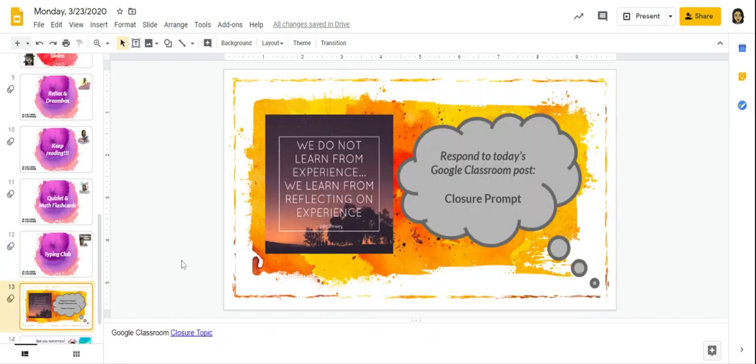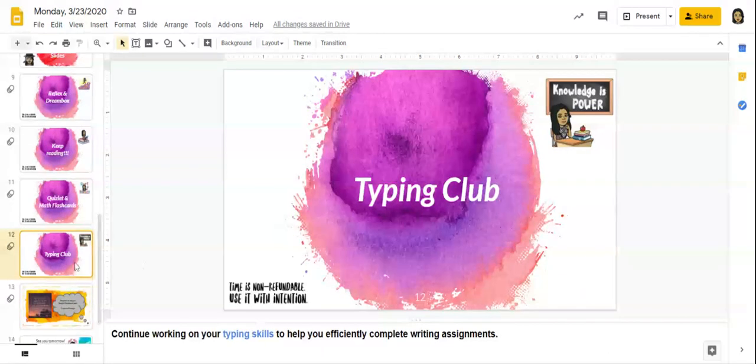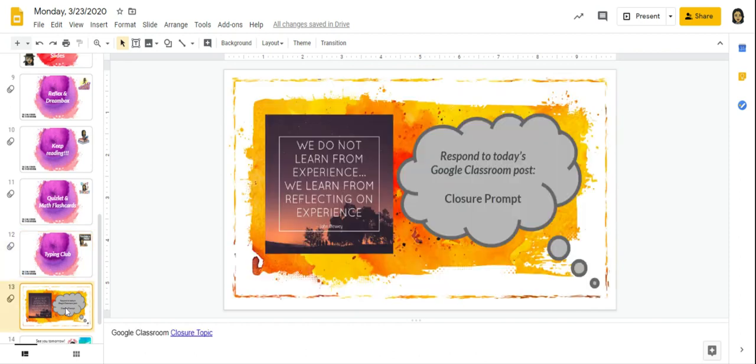And then also a may-do would be Typing Club. Typing Club is a great way to continue working on your typing skills. That way, when it comes to writing assignments that you're typing up and turning in, you can do so more efficiently. It also helps with being able to comment on your peers and give feedback more efficiently as well. So keep working on your Typing Club as well. Remember, that's also accessible through Clever.